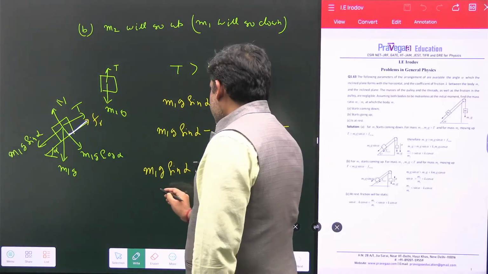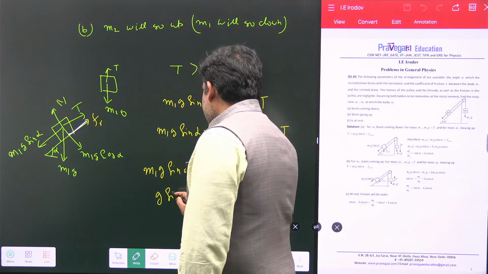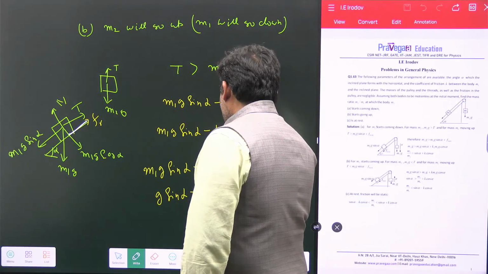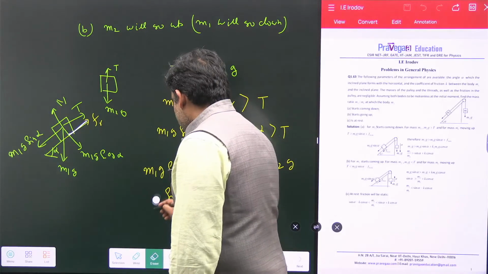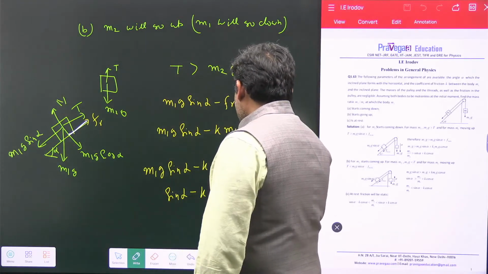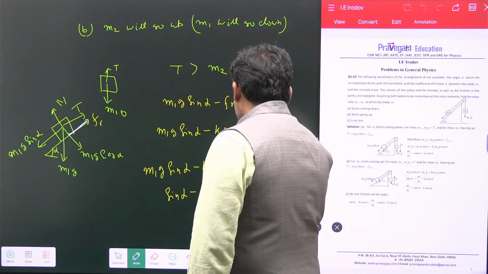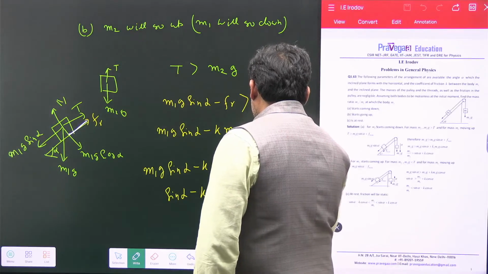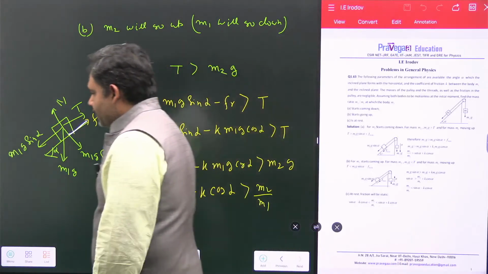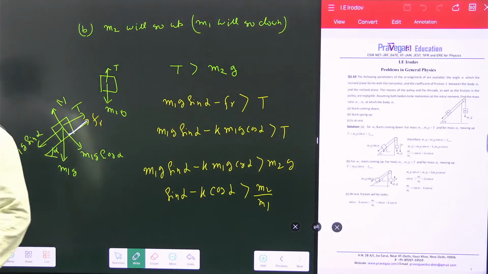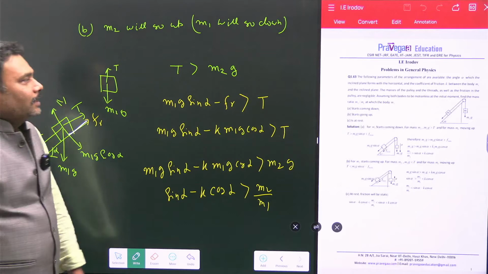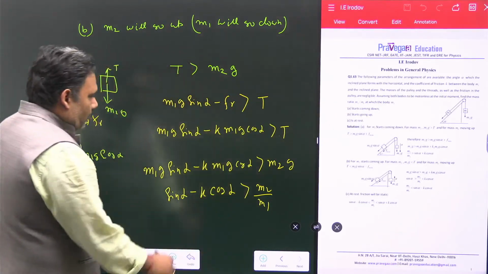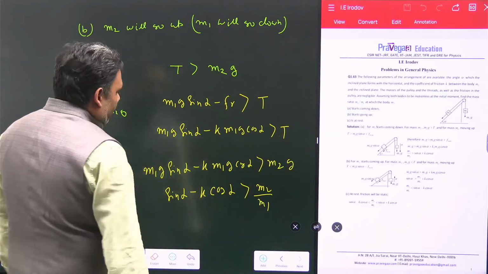So what will happen? We have G sin alpha minus K, and G can also be cancelled out on both sides. So sin alpha minus K cos alpha must be greater than M2 by M1. So this is your problem number B. And now for problem number C, we need nothing to solve, we only have to analyze these two things. So let us go for our next part.